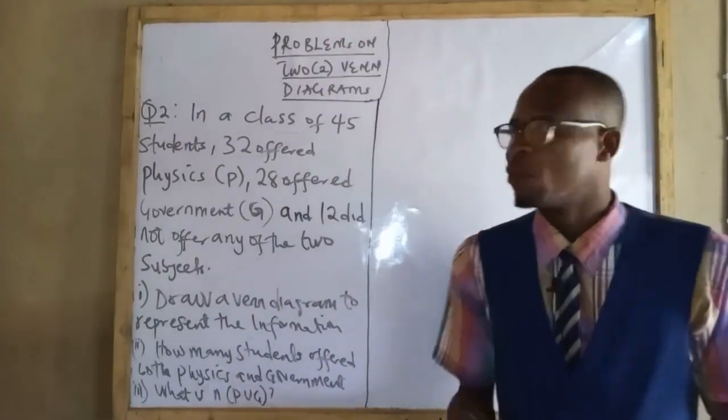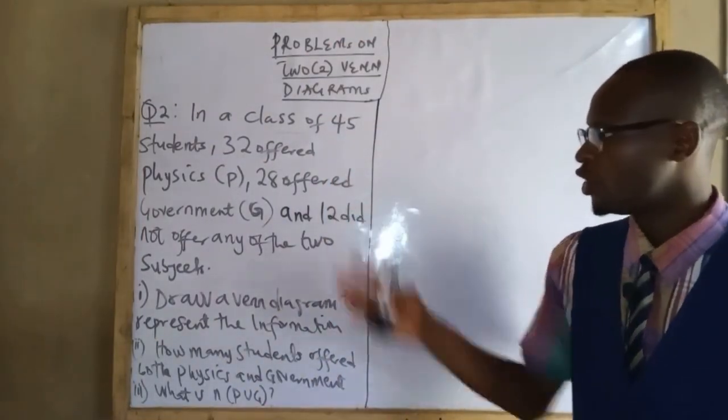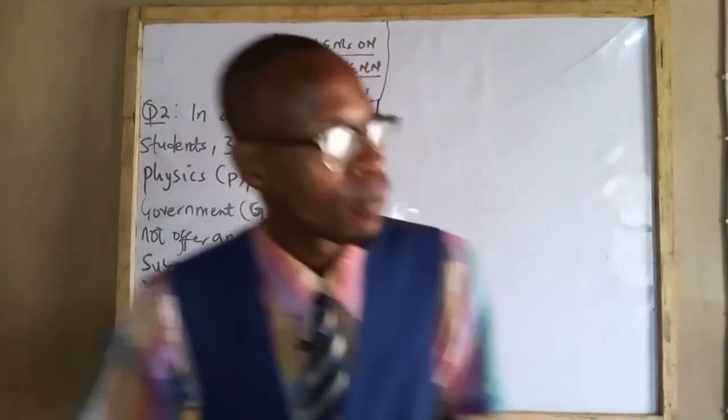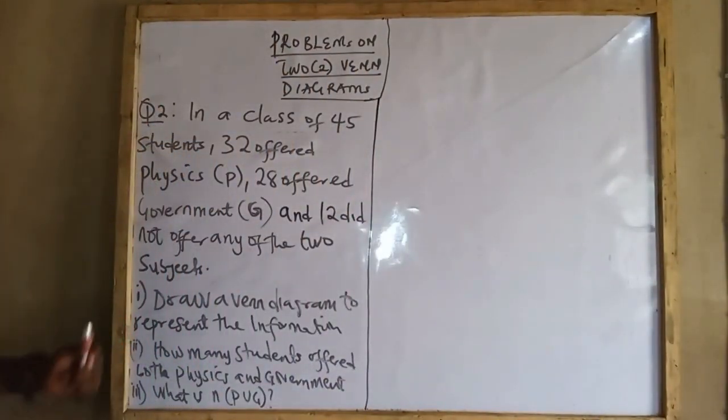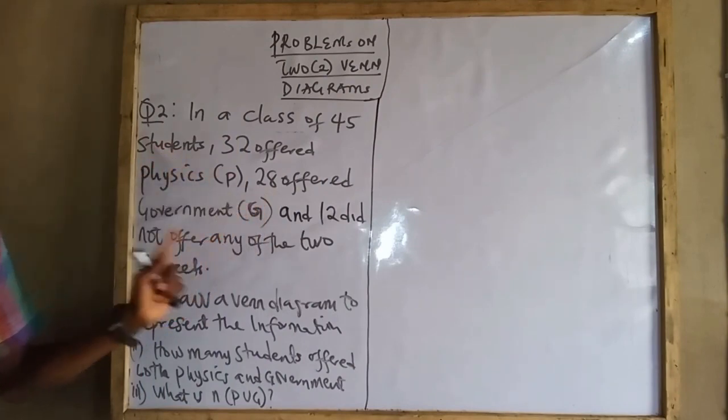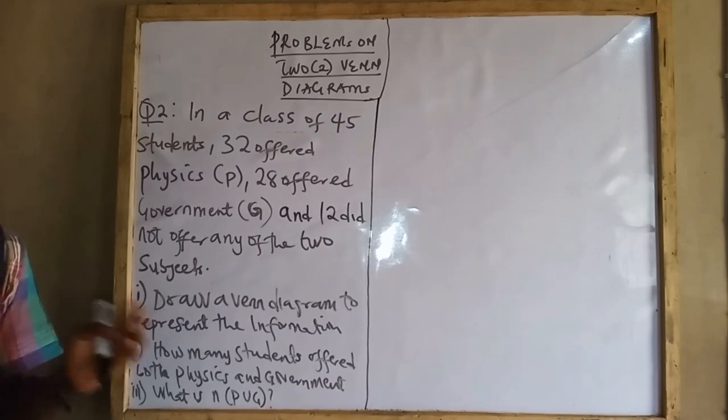Have a tougher problem on two Venn diagram here. So let's solve these two and see how far we have gone in two Venn diagram. Now the question is, in a class of 45 students, 32 offered physics, 28 offered government, and 12 did not offer any of the two subjects.